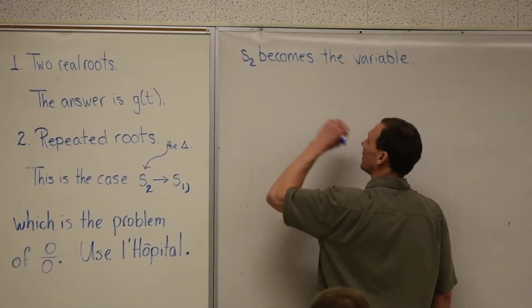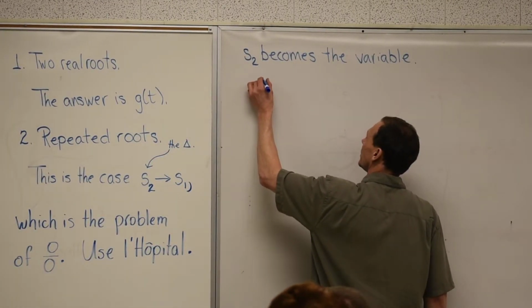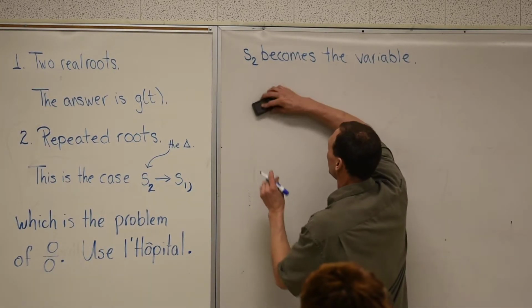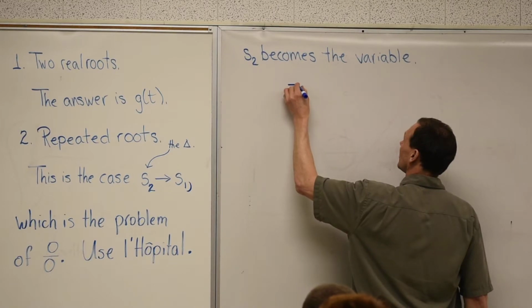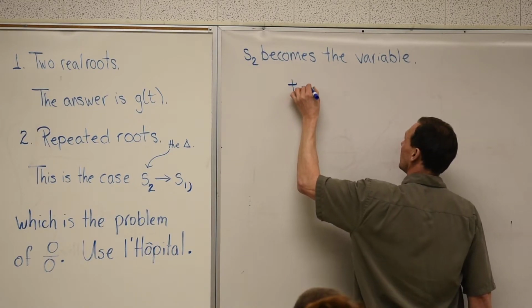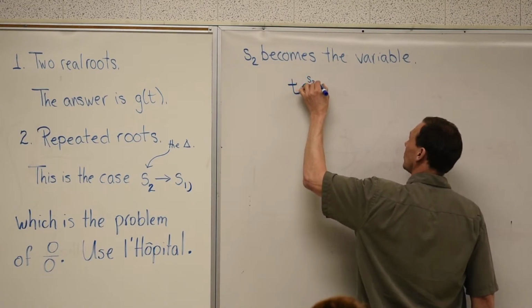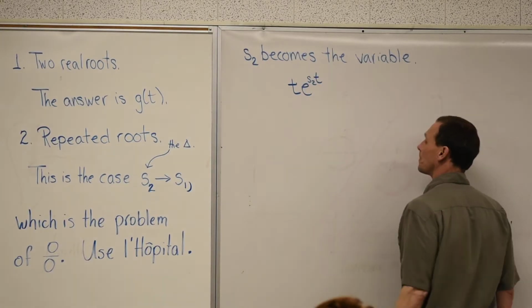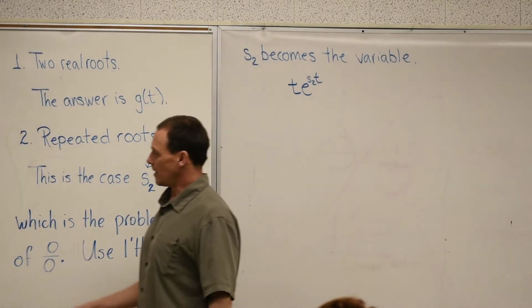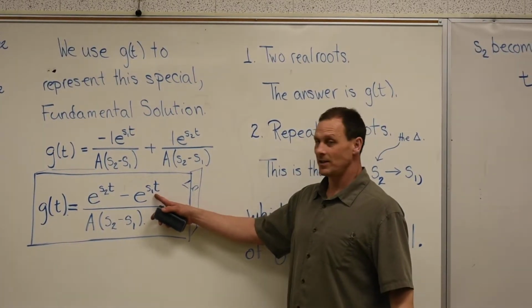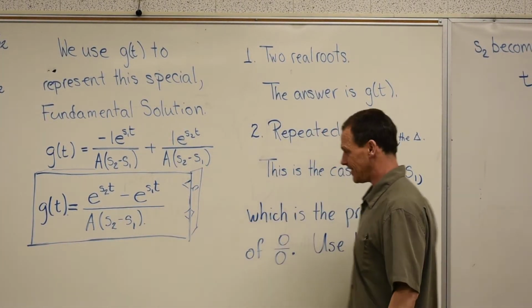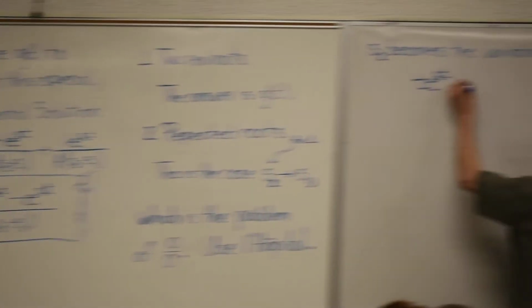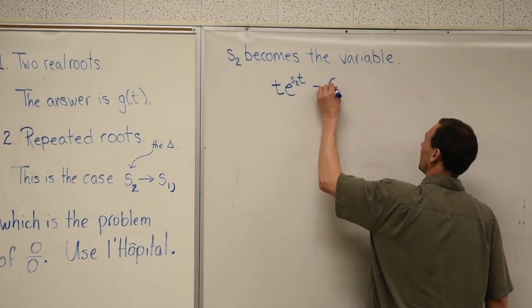I'm going to leave some space. I'm going to put my limit here in a moment. So this is just t e^(S2 t). How about the derivative of e^(S1 t)? Those are all constants.